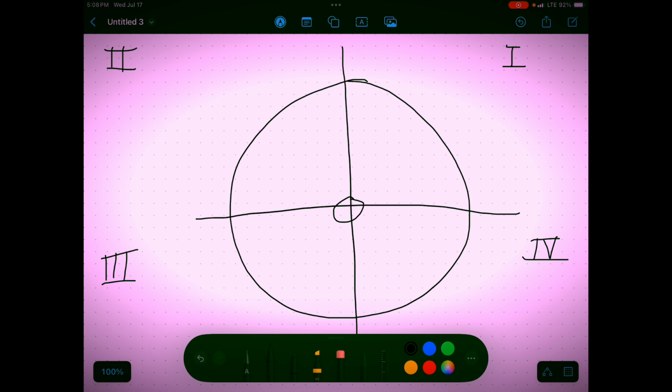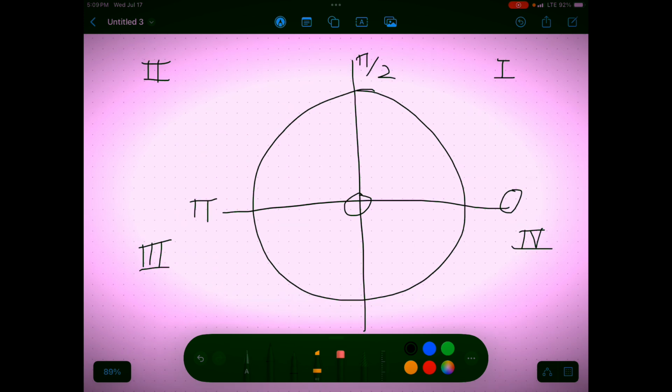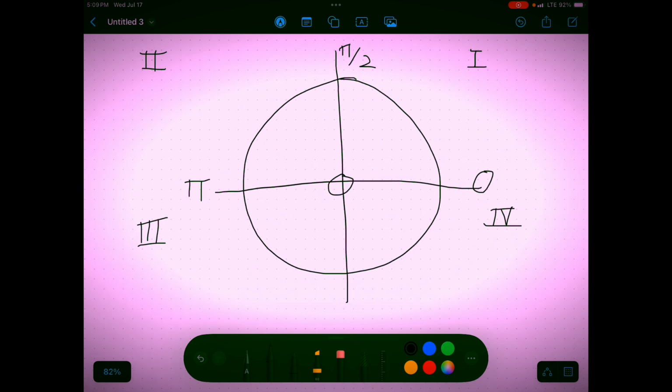So let's start. We have 0, we have 90 degrees, which I'm going to call pi over 2, because I think radians are cooler than degrees. And then we have pi. Down here we have 3 pi over 2, which is the same as 270 degrees. And then when we get back to 0, that's also the same as 2 pi. I'm not going to write that in.